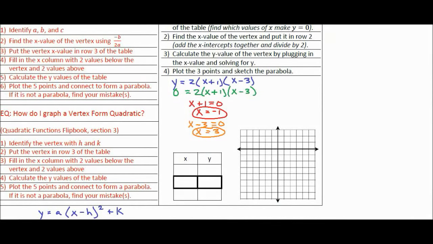Let's go ahead and write them in the table. The first one was -1. Remember, when x is -1, the whole thing changes to 0, so y equals 0. When x equaled 3, same thing happened. The whole equation changes to 0. So that's how we find our x-intercepts. Let's go ahead and plot those now. We got -1, 0 is one x-intercept, and we've got 3, 0 is our other one. All right, we're almost done.